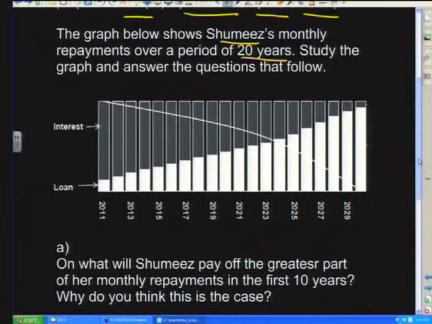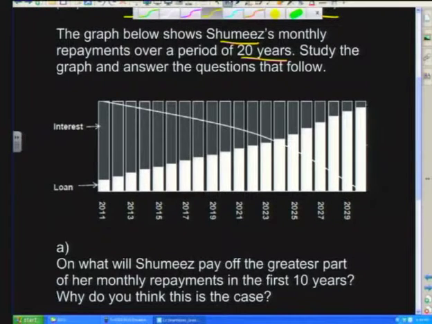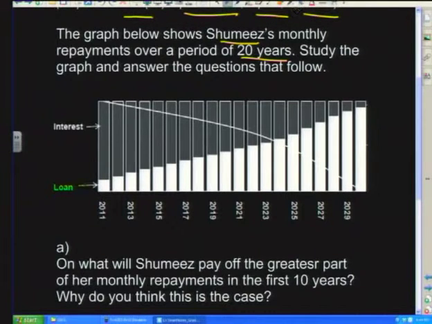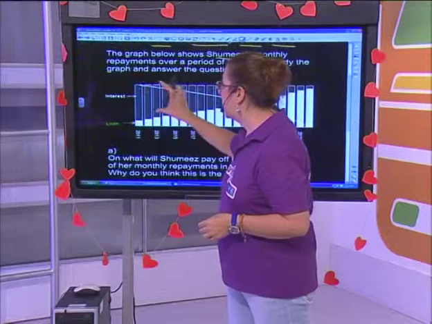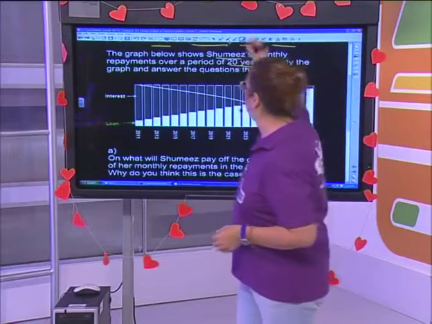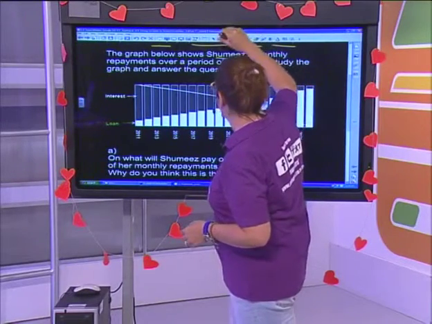So before we answer the questions, I really want to look at this graph. And I wish I had this in color, but you wouldn't have got it in color in your paper either. So we're going to do it like this. Our loan amount that she had is the white part. That's the loan that she's repaying. The interest is the darker parts. So we've got our loan in green.